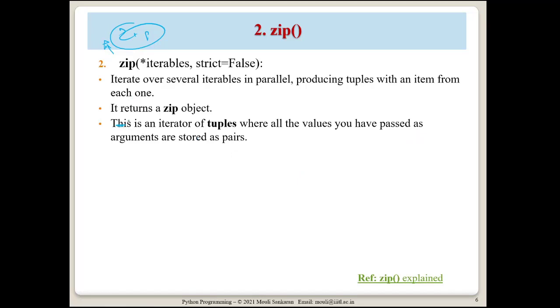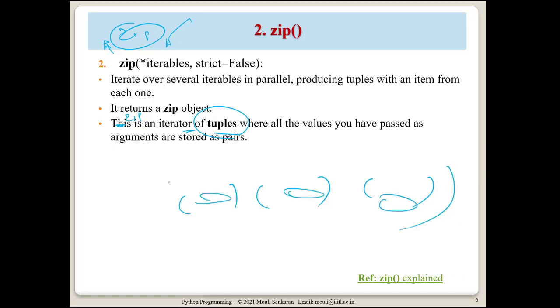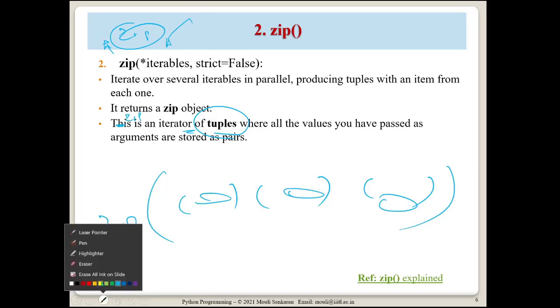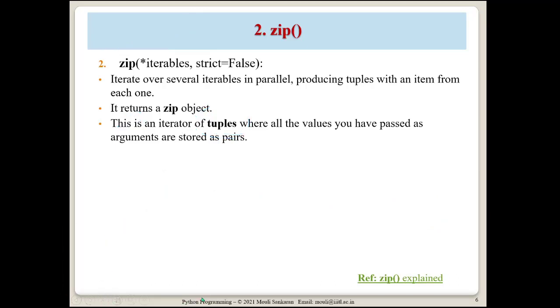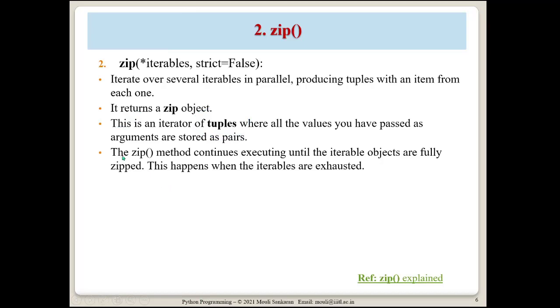So this here means zip is an iterator of tuples. So it's a tuple object. Okay, whatever parameters you have passed, their values are grouped together and then a zip object is created. Okay, so it's a beautiful thing, you can find a lot of use for this kind of thing.